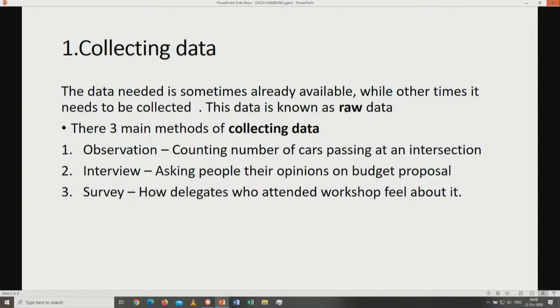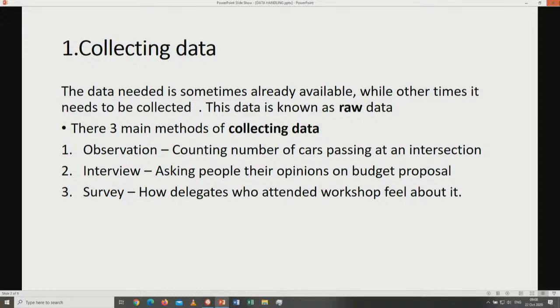There are three main methods of collecting data. One, we can collect data by observation. For example, counting the number of cars at an intersection, or another example of collecting data through observation. It can be that maybe you are at a shopping mall, you are required to collect data of males and females who are entering the shop.